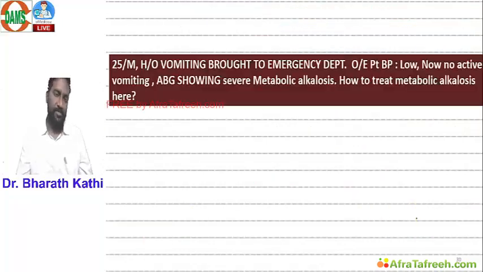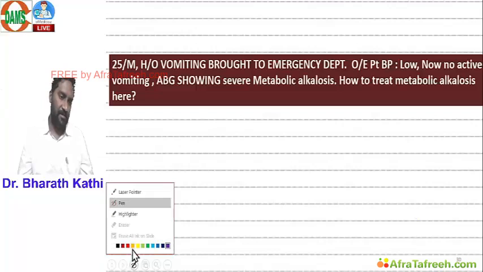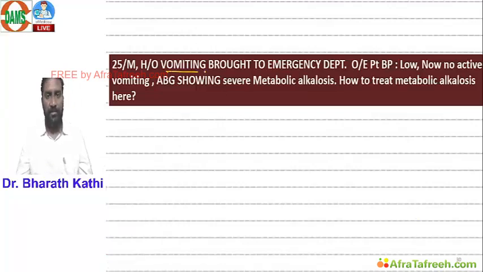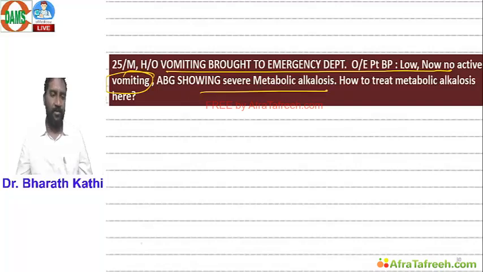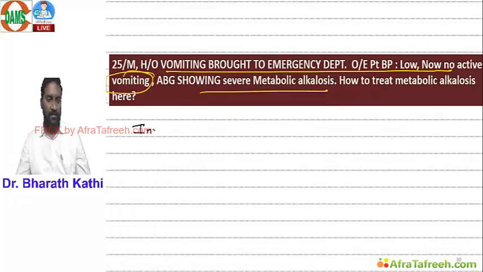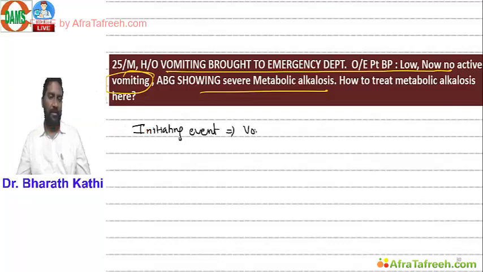Now if you take a clinical scenario, you will understand this. This patient with vomiting is brought to the emergency department. On examination, BP low, at present no active vomiting, ABG showing severe metabolic alkalosis. How to treat metabolic alkalosis? In this situation, what is the initiating event for metabolic alkalosis? Vomiting. Now the vomiting has subsided, but still metabolic alkalosis is persisting.